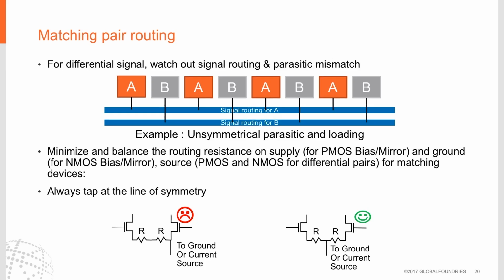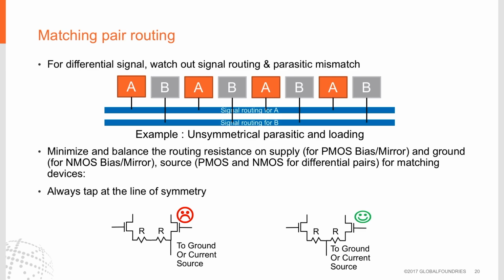When you're trying to use matched pairs for differential signals, you need to be careful about the signal routing and the parasitic mismatch. The example on the top shows unsymmetrical parasitic layout and loading for the transistors. You can see that the load on the signal for A is less than the load on the signal for B.